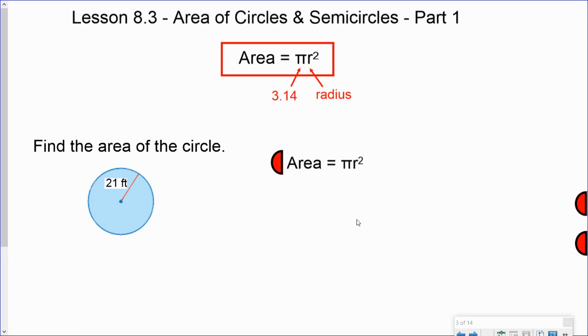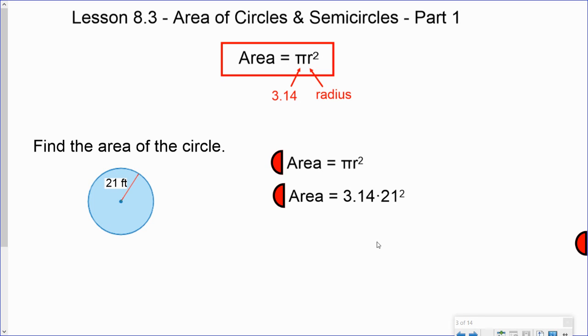Our second line is going to be where we substitute in the values that we know. We know that we use 3.14 for pi. We know from looking at the picture that the radius of this circle is 21. So our second line of work with substitution would look like this. Area, or A, equals 3.14 times 21 squared.